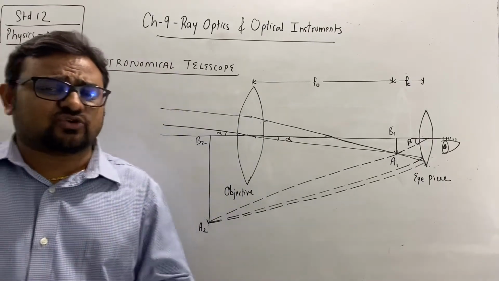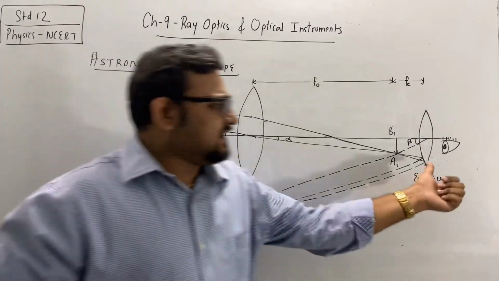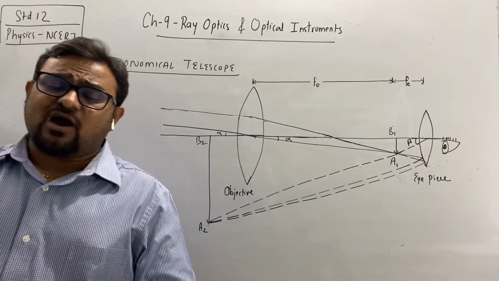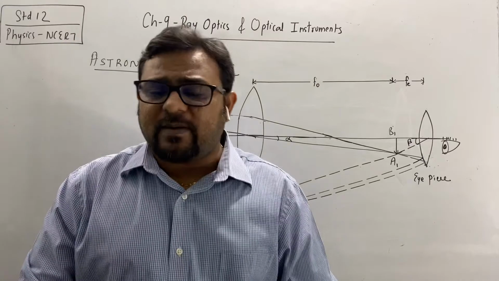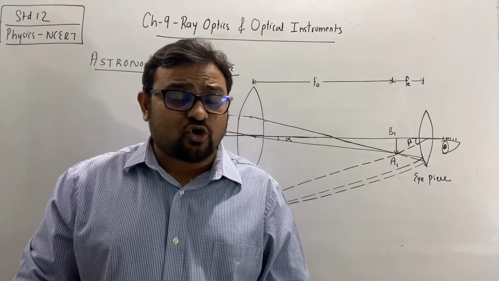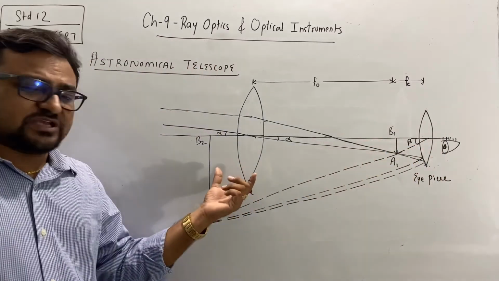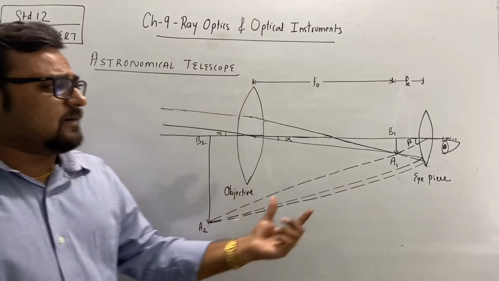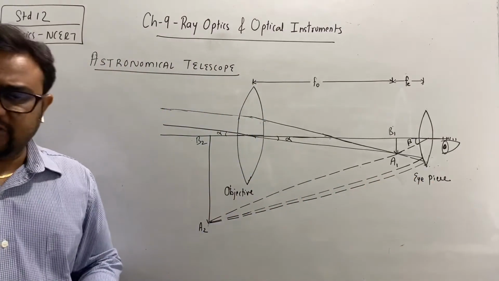Again, here we are using two convex lenses, right? One is the objective, and the second, kept near the eye from which we are visualizing, is the eyepiece. Now, the telescope is opposite to the compound microscope. In the compound microscope, the eyepiece was larger compared to the objective. Here, the objective lens is larger compared to the eyepiece, so the eyepiece is smaller in size.